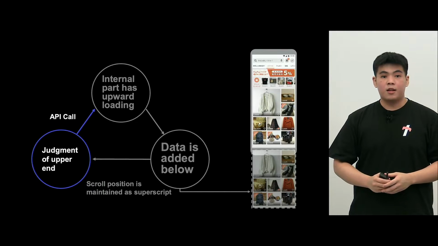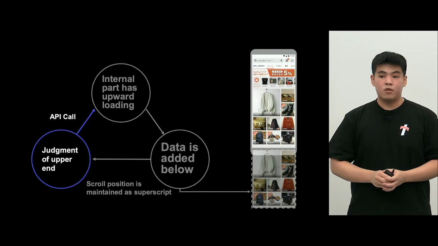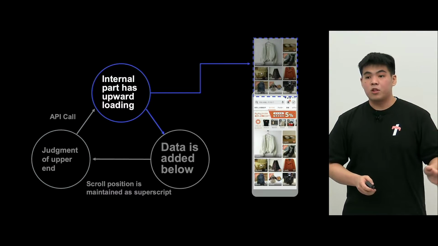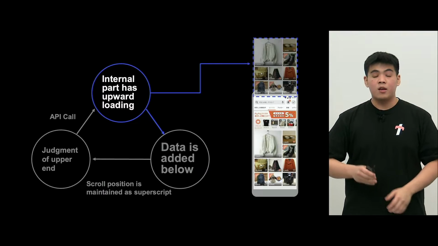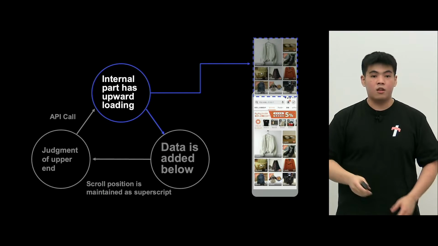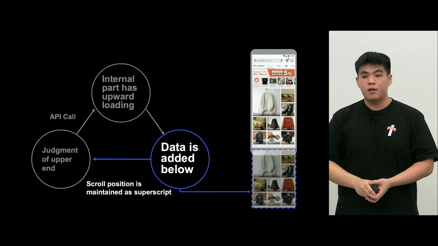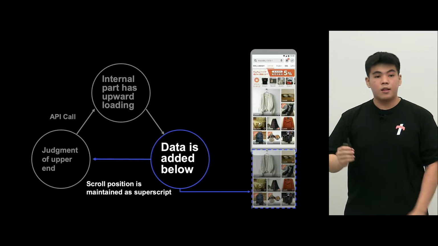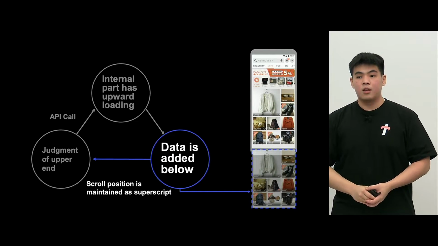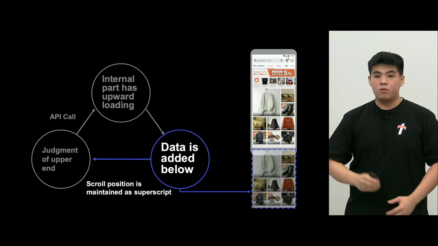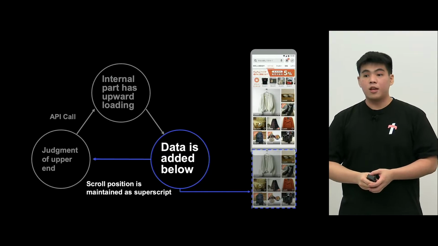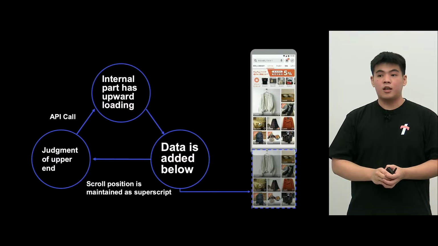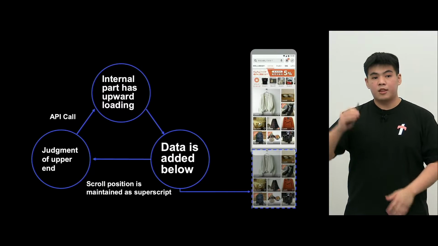First, since the initial state is a judgment of upper end, recognizing the lack of data, the remote mediator calls the API. Internally, it recognizes upward loading, so it recognizes that data is being added in the upward direction. However, the implementation assumed that only downward scrolling is used, so data is added below. Furthermore, if the user is not scrolling, the data will remain unchanged, so the judgment of terminal takes place. This repeats, and the API is called endlessly.